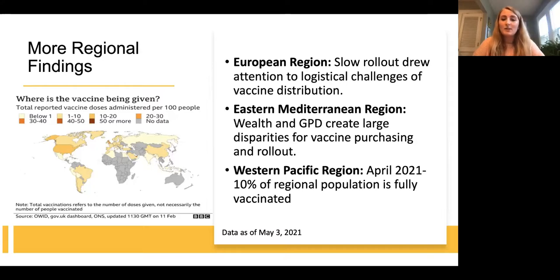Finally, looking at the Western Pacific region, we see a similar situation as the region of the Americas, where there's a large income gap between nations. While some nations have had success in their rollout, such as Singapore, other nations with fewer resources have struggled. This is particularly true for the remote islands, which face not only economic challenges in their vaccine rollout, but also logistical distribution challenges like storage and accessibility.